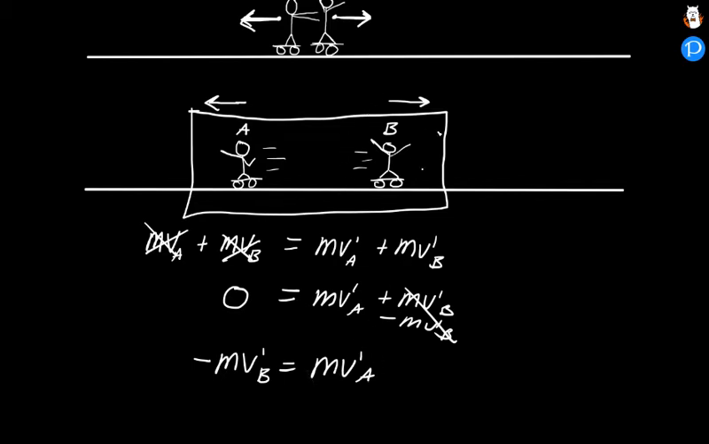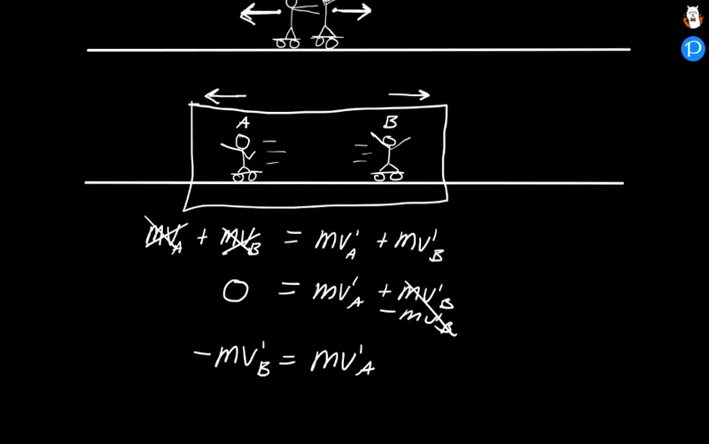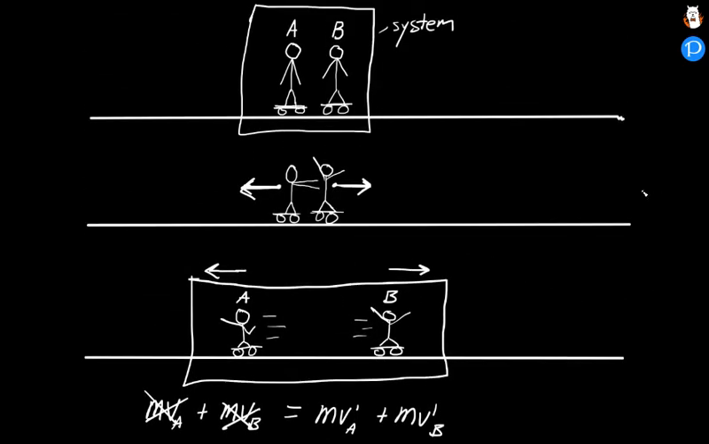The positive momentum here will cancel out the negative momentum here, and so actually the total momentum is still, even though they're both moving, the total momentum of the system is still zero, just like it was at the beginning, which is kind of weird to wrap your brain around.